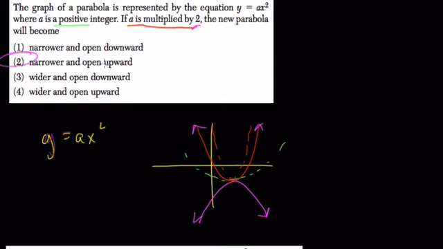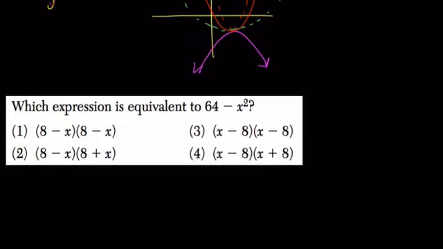Narrower and opening downward would be if, let's say, you're multiplying by negative 2. Wider and opening downward would be multiplying by, let's say, negative 1/2, some fraction between 0 and 1. And wider and opening upward would be multiplying by positive 1/2. Sorry, opening downward would be negative 1/2. Opening upward would be positive 1/2. The idea is if you multiply by an a value that's between 0 and 1, the rate of change is slower and they're wider parabolas.